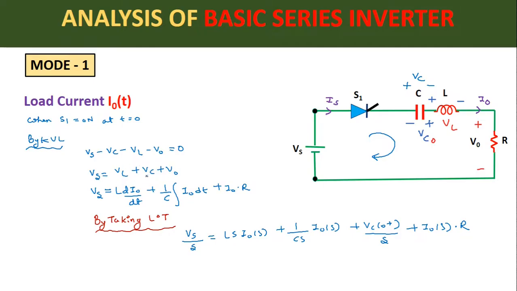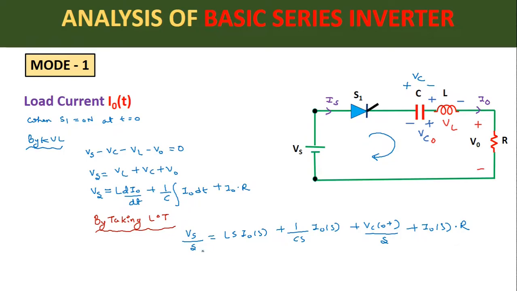Now we will put the formula for these voltages. We will get Vs is equal to, for voltage across the inductor VL, we have formula L di0 by dt, plus for voltage across the capacitor we have formula 1 upon C integration of I0 dt, plus voltage across the resistor formula is I0 into R. Now we will take the Laplace transform of this equation.